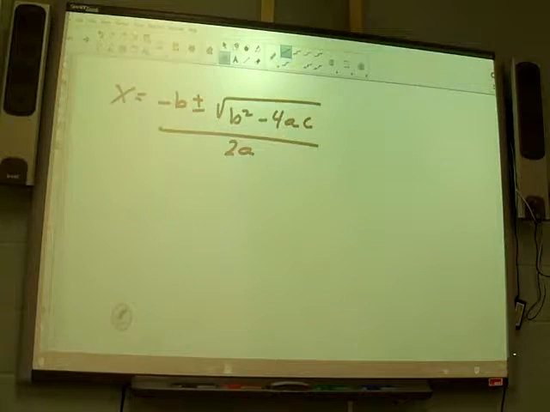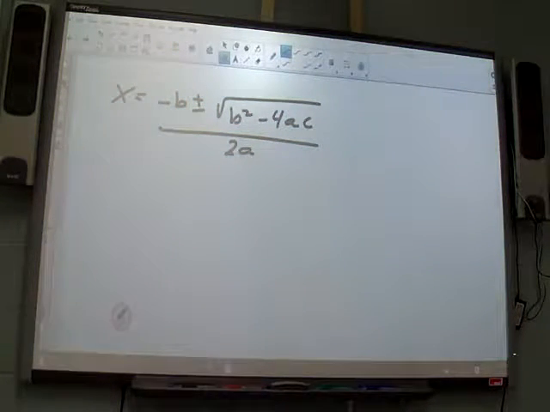Everybody's got your notes started. Those are B's. X equals negative B plus or minus the square root of B squared minus 4AC all over 2A. I'm so excited. We'll sing it in a second. Get it down so you can follow along when we sing.